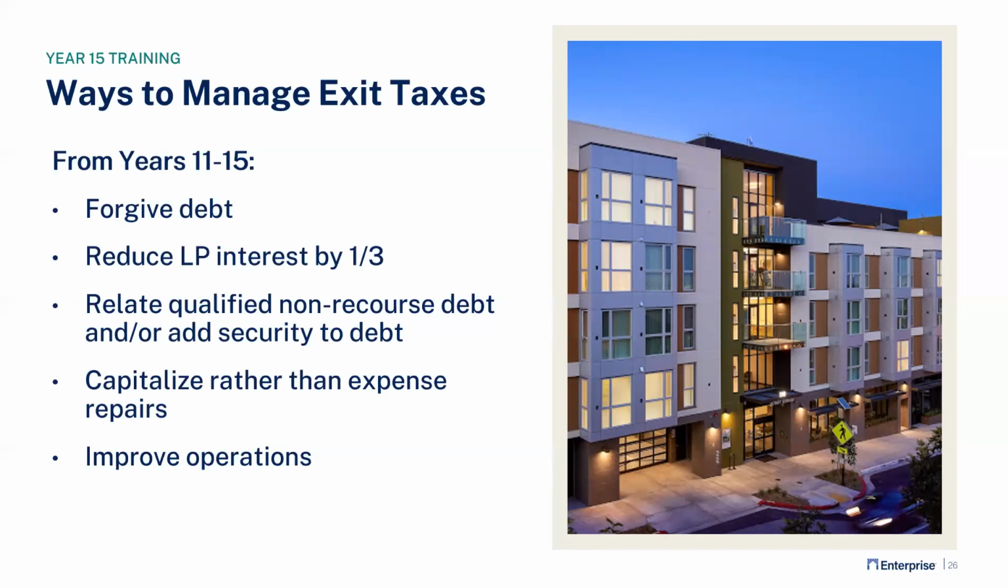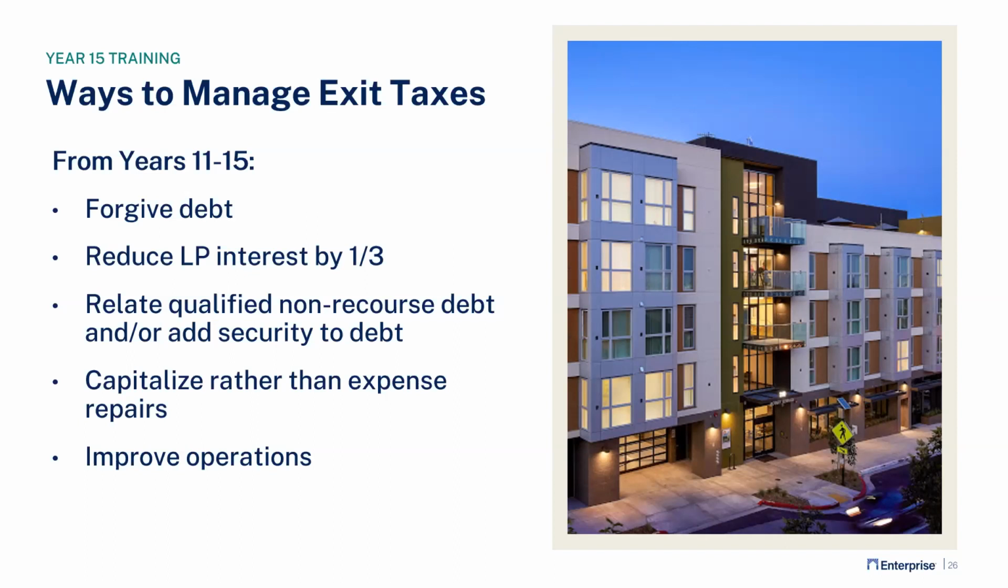And then the last bullet here is improve operations. By improving the operations, it's self-explanatory. You want to try to reduce your costs or reduce your expenses, which will help to slow down your losses, and in turn, keep you from having possible exit taxes.